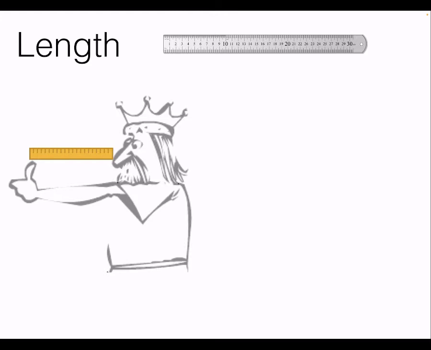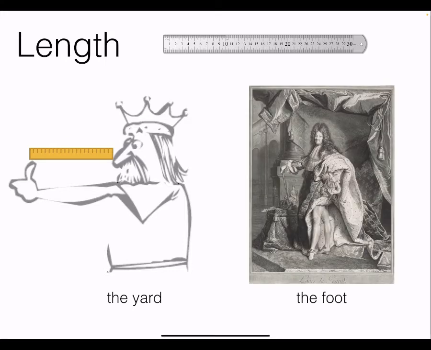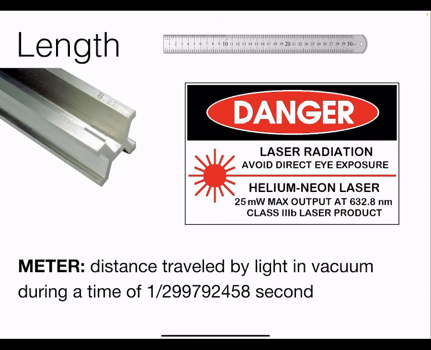So going back to other history, since we live in a place that was founded by Europeans, back in 1120 AD, this king named Henry I decided the yard was just his thumb to his nose. Guess whose foot is the foot? Well, that would be Louis XIV, the Sun King. And I think he might have been exaggerating. So length has evolved slightly since then.